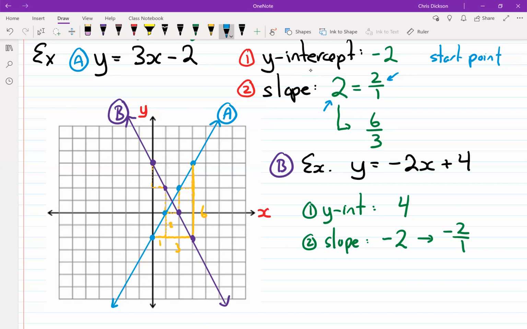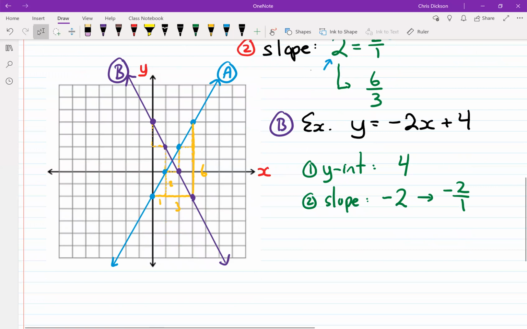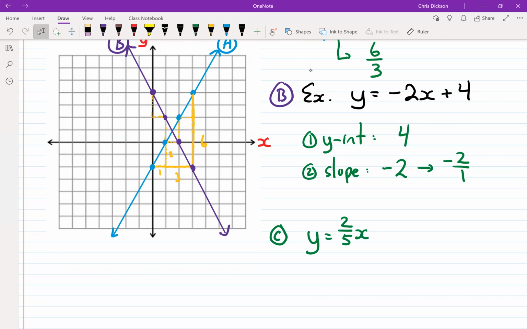Okay, so let's try one more line to see if we're okay here, and then we'll wrap it up with one last little topic. Let's go green here. Let's take a look at line C, and I'm going to make this y equal to 2/5 x. There we go. Leave it like that. Once again, try to find your y-intercept, and try to find your slope.